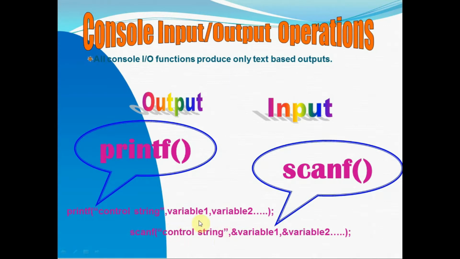So the control format or control string, comma, address of variable. The number of variables is defined as the addresses. The variables are stored with the help of the address.